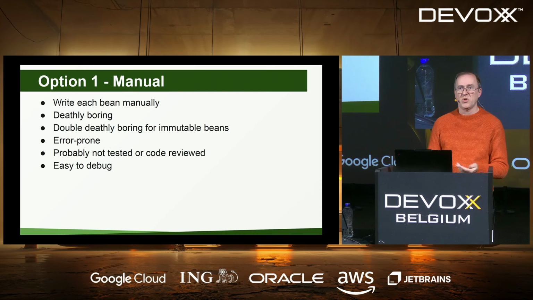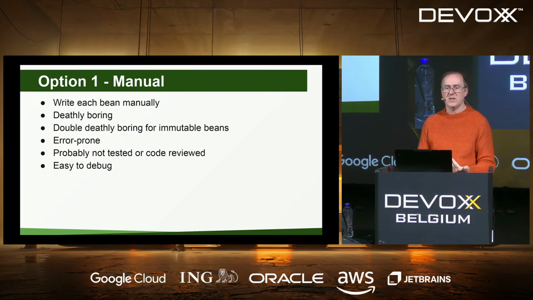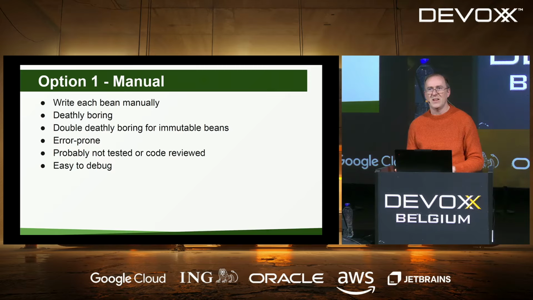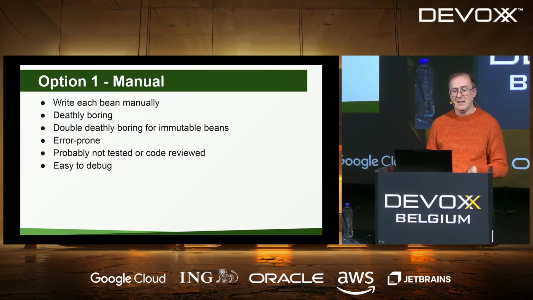So would we adopt option 1, which is just manually writing them? Manually writing our getters, well, it's boring, or it's deadly boring if you're writing builders all the time. It's just too much code to be writing manually. It's not going to be tested, it's not going to be reviewed, it might have mistakes in it.